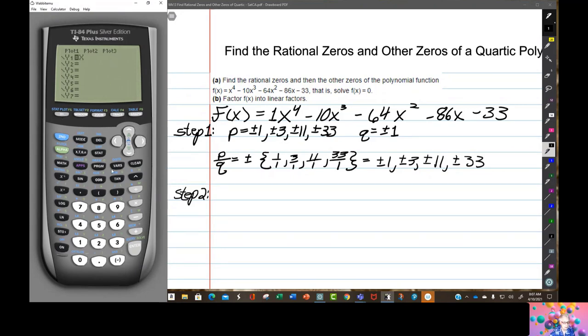So x caret 4, come down, minus 10 x caret 3, and right arrow to come down, minus 64 x squared. You have to make sure you hit the x squared. Minus 86 x, minus 33. And then go backwards and make sure you did it right. Yes. Okay, I'm going to graph this.